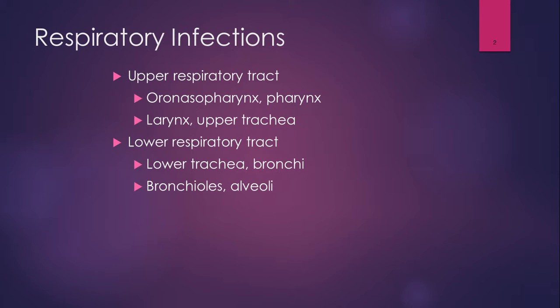Let's talk about the anatomy of the respiratory tract. The upper respiratory tract consists of the oronasopharynx and the pharynx, as well as the larynx and the upper trachea. The lower respiratory tract consists of the lower trachea, bronchi, bronchioles, and alveoli.